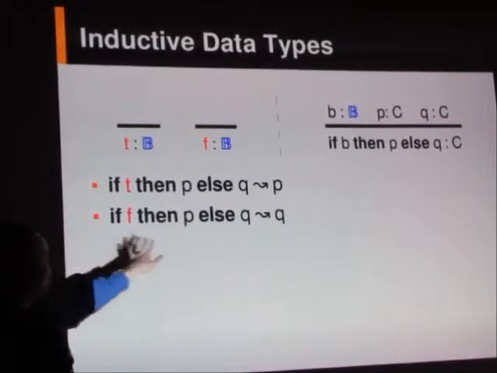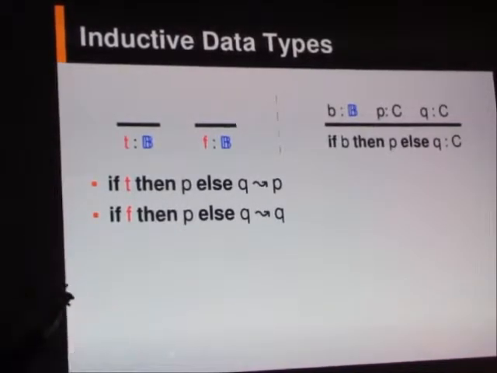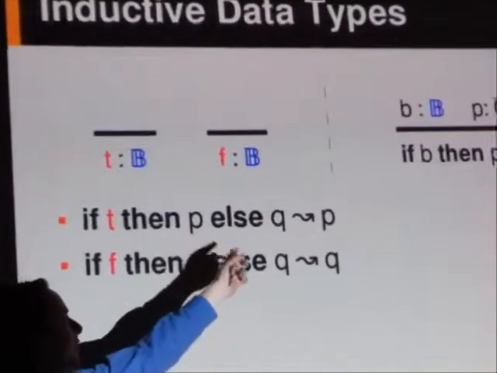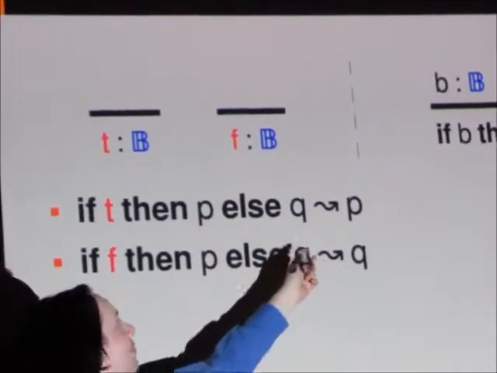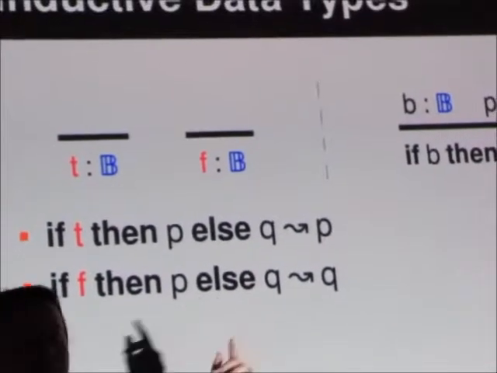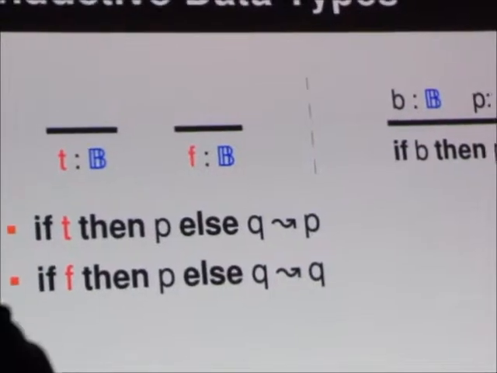And in fact, we're going to give two very nice reduction rules, which say that if T, then P else Q, reduces to P. And if F, then P else Q, reduces to Q. Right? So this is just your standard if statement.